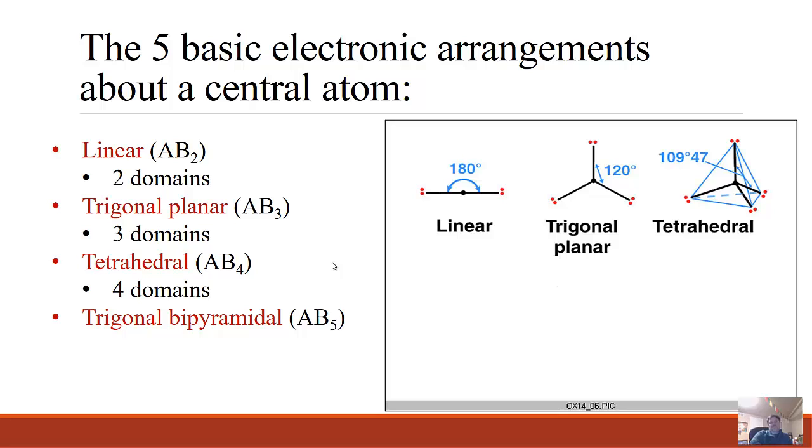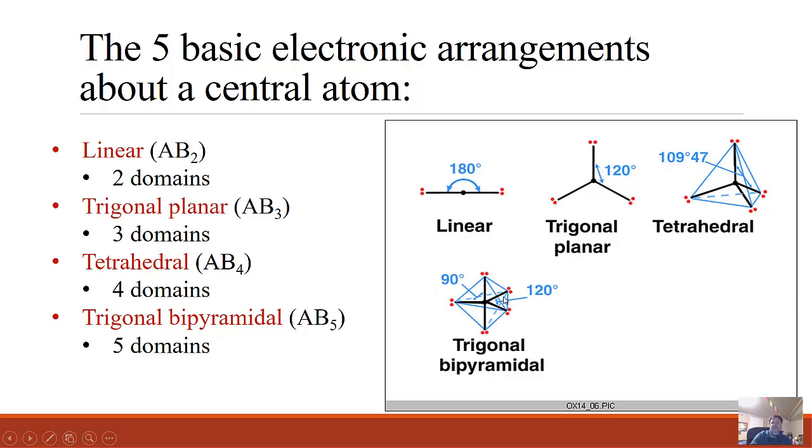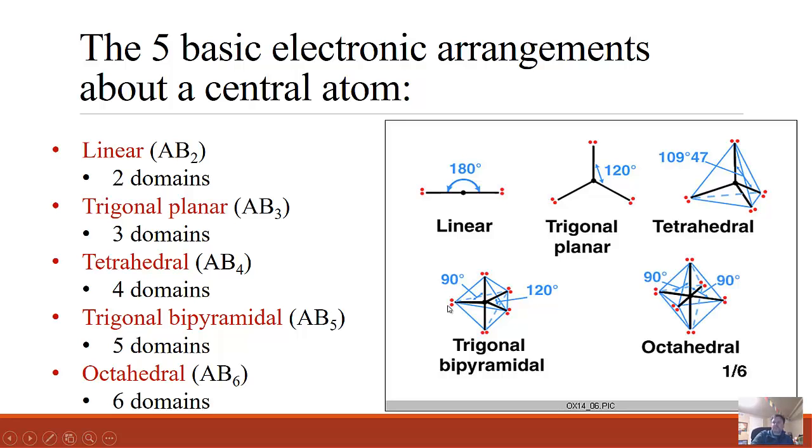And then we have our next one, trigonal bipyramidal, AB5. Once again, we're going to have 5 domains around that central atom, something like this. And we get 2 different bond angles: we get 120 and 90 degrees, depending on where they are in space, and we'll get to that a little more. And finally, the last one we call octahedral. AB6 is our generic formula. So we have 6 domains there, and it looks something like this. In this case, all the angles are 90 degrees.